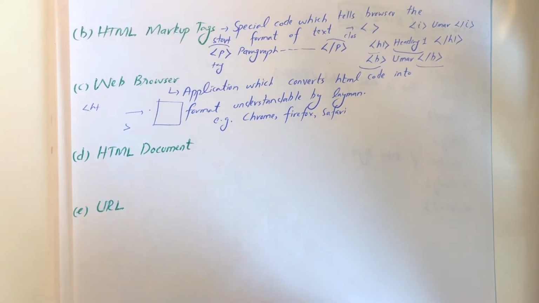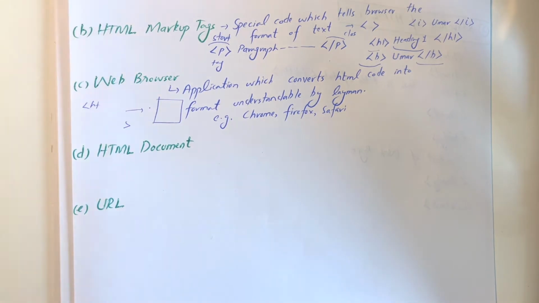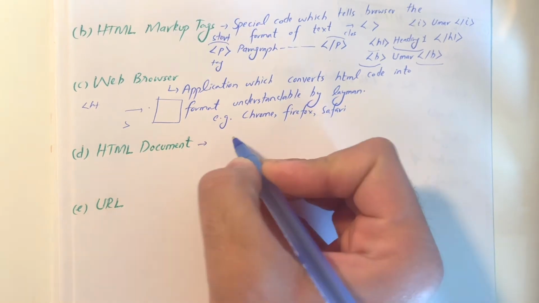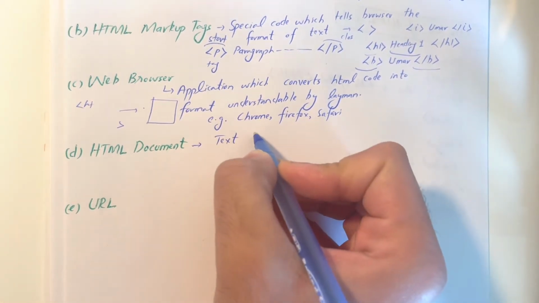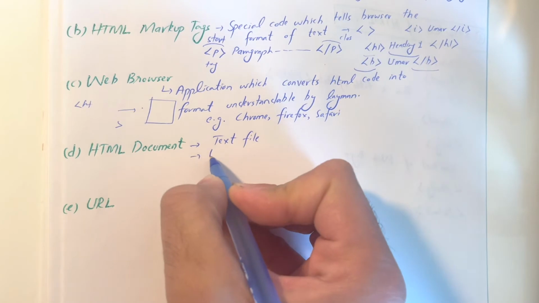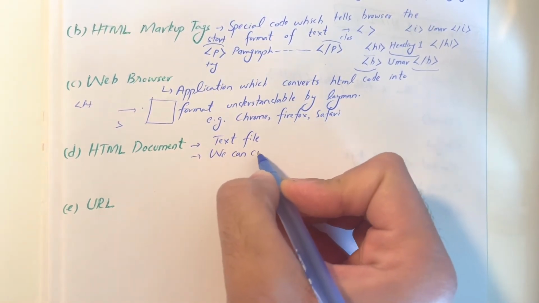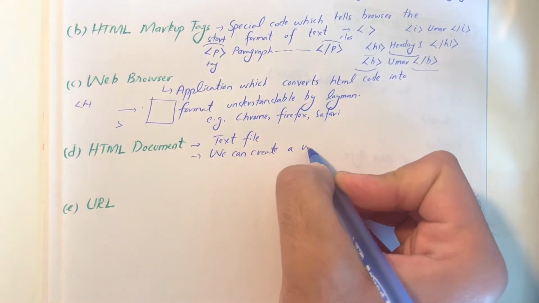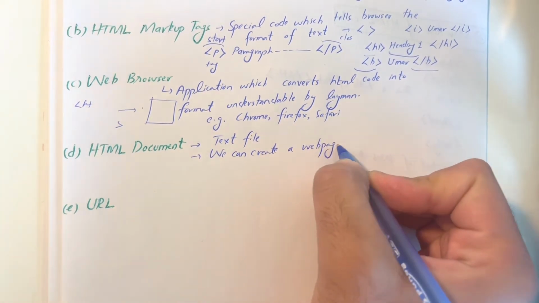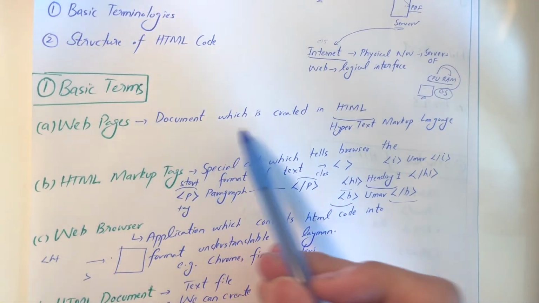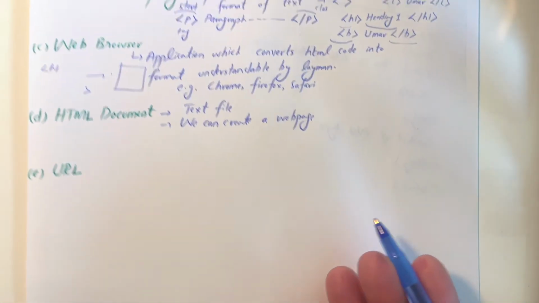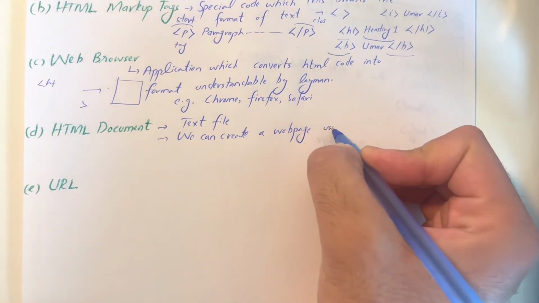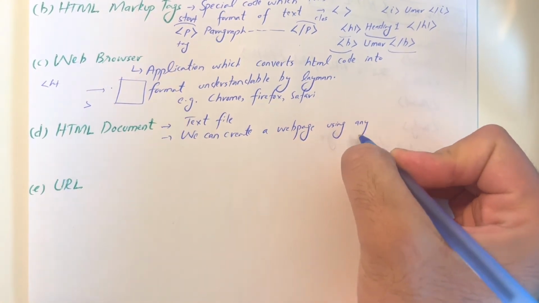Next is the HTML document. If you want to create a web page, you don't need hi-fi software. Although there are some web page editors which we can also use, you can create a website with an HTML document, which is basically a text file. So we can create a website, a web page. What is a web page? A web page is a document created in HTML. We can create a web page using any text editor.